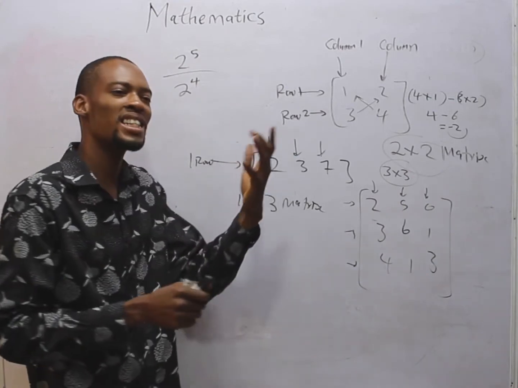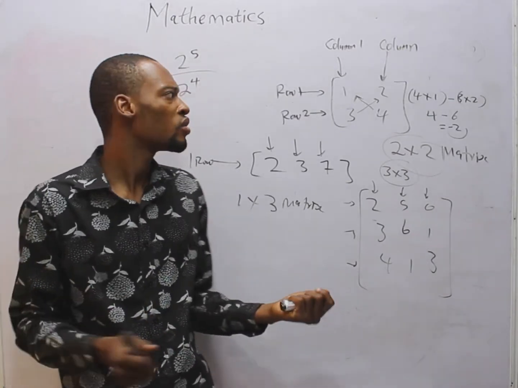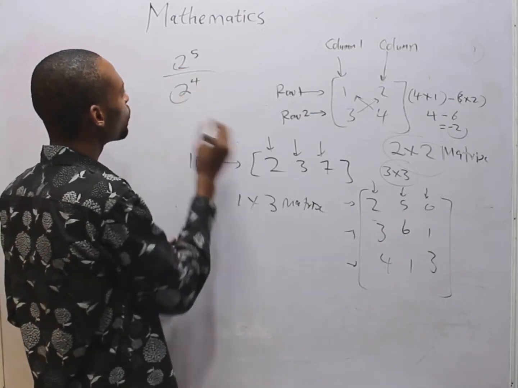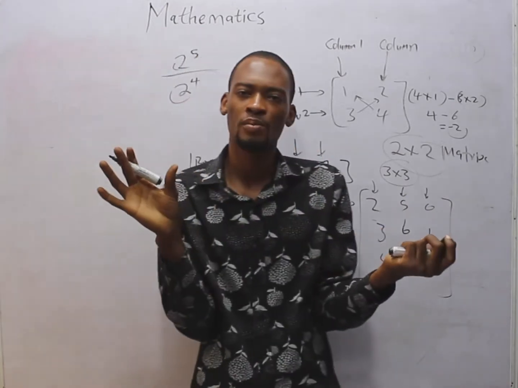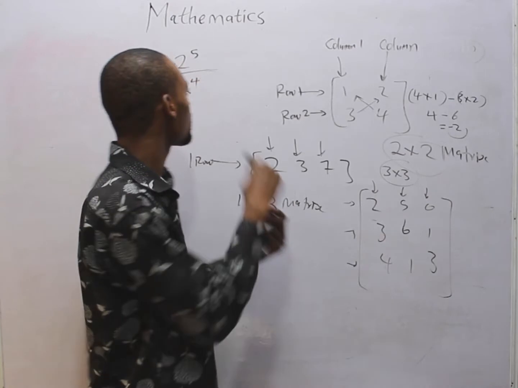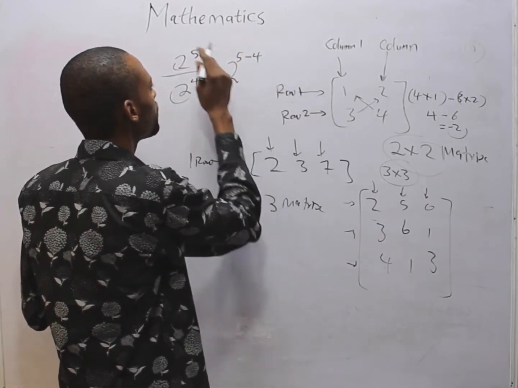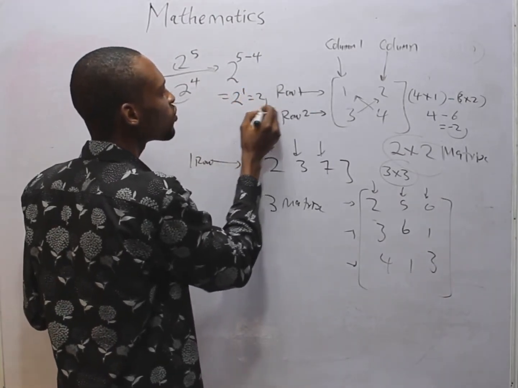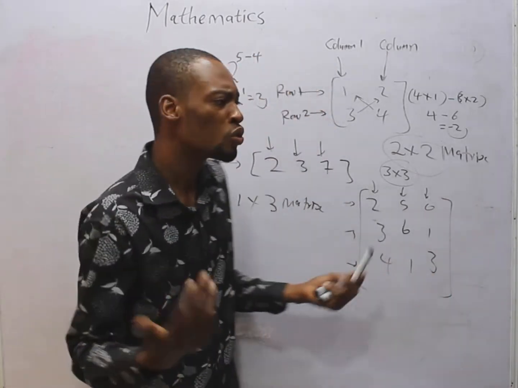Before you think of dividing, it's not necessary. You simply apply the law of indices, which is the division law. It says, so long as these bases are the same, 2 and 2, and you are dividing, simply subtract the powers. Pick one of the bases, subtract the power. So this is the same thing as 2 raised to the power of 5 minus 4, which equals 2 raised to the power of 1, equals 2. Simple. That's the answer. You don't need to do much.